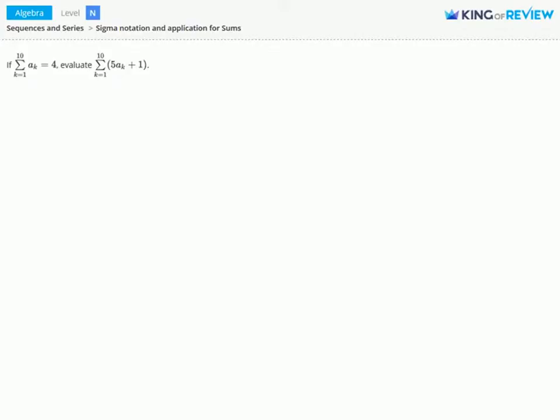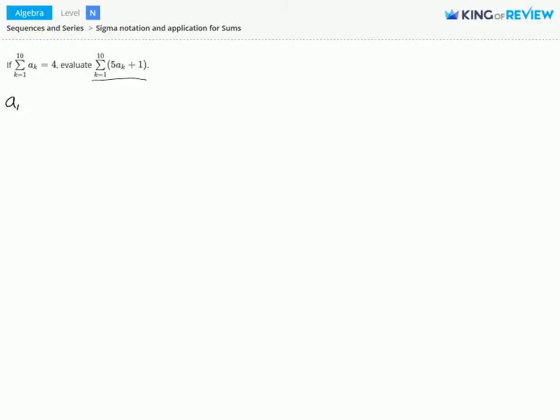If the sum from k equals 1 to 10 of a_k is equal to 4, evaluate the sum from k equals 1 to 10 of 5a_k plus 1. Let's first look at this sigma notation here. Let's write out the first few terms.